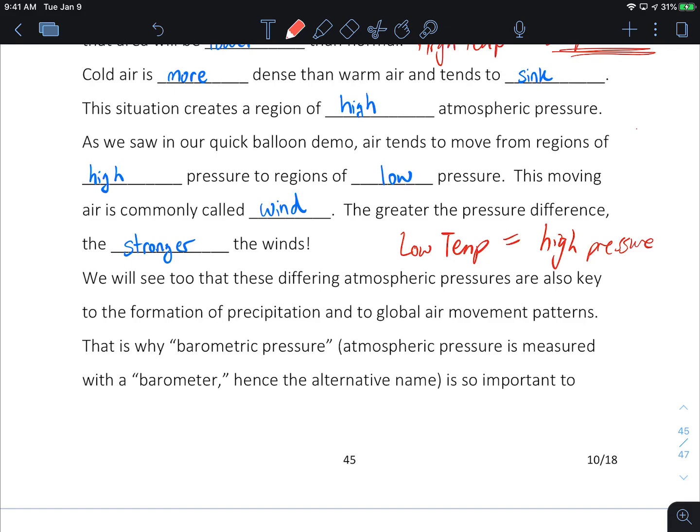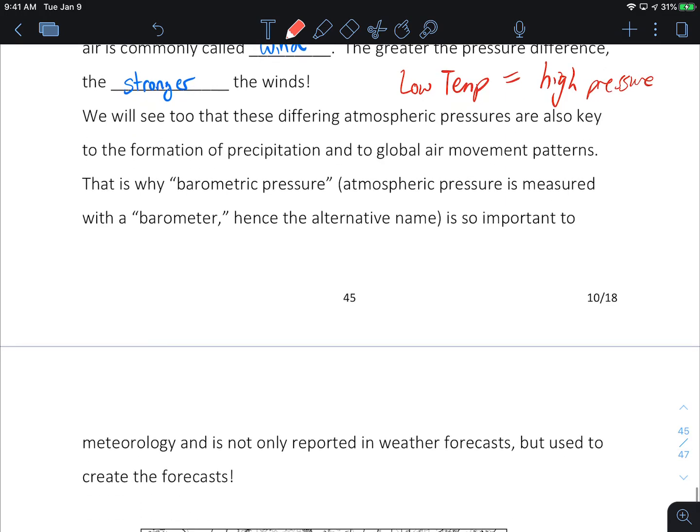We will see too that these differing atmospheric pressures are also key to the formation of precipitation and to global air movement patterns. This is why barometric pressure, the atmospheric pressure measured with a barometer, is so important to meteorology, and is not only reported in weather forecasts, but also used to create forecasts.